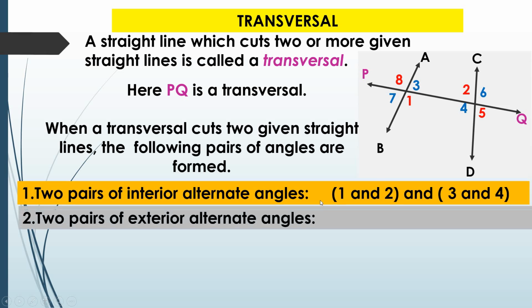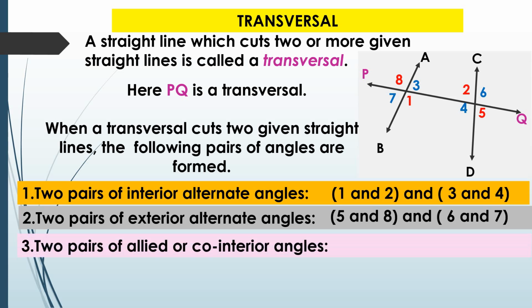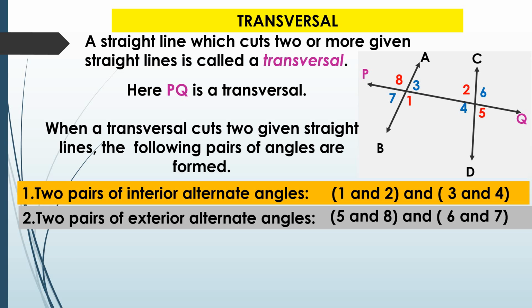In the same way, there are two pairs of exterior alternate angles. So this is on the exterior side of the two straight lines, and alternate. So 8 and 5 are one pair of exterior alternate angles, and 6 and 7 is another pair of exterior alternate angles.